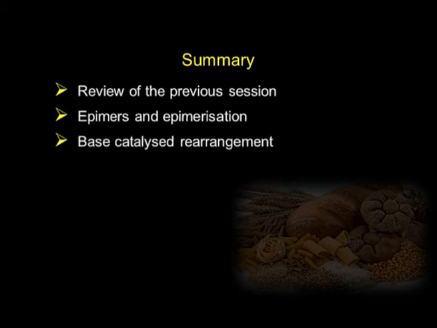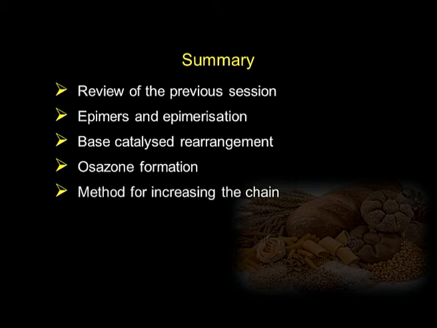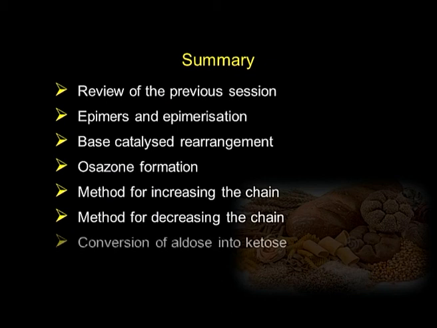Then we discussed the base catalyzed rearrangement, that in presence of base, whether you start from an aldose or a ketose, ultimately we will end up with a mixture of products. We discussed formation of special derivatives, osazones, from aldoses as well as ketoses as well as some disaccharides, that they react with 3 molecules of phenylhydrazine to give these solid, crystalline derivatives, which are called osazones. Then we discussed how to increase the chain length or decrease the chain length in carbohydrates, and finally how to carry out conversions of aldose into ketose and ketose into aldose.